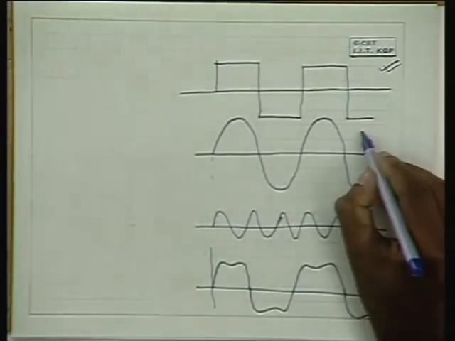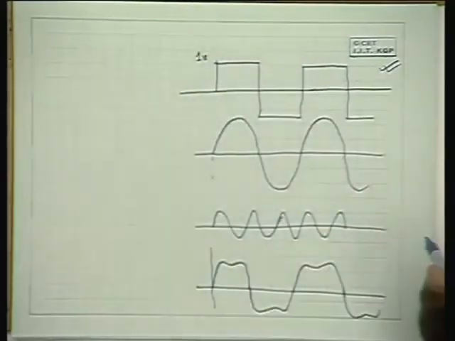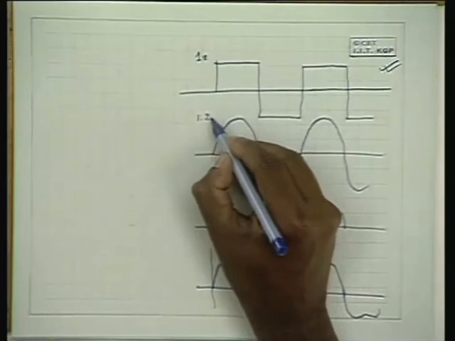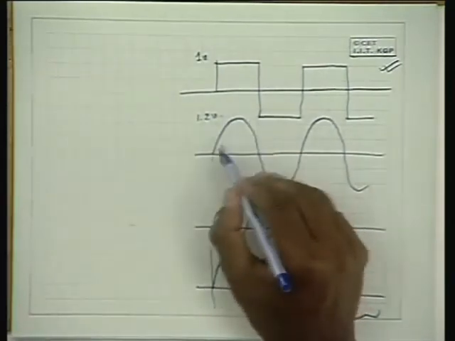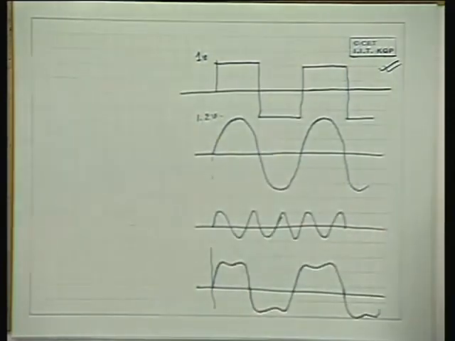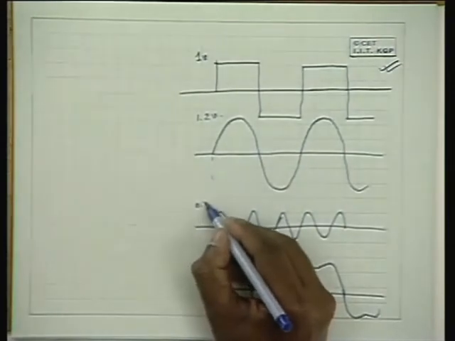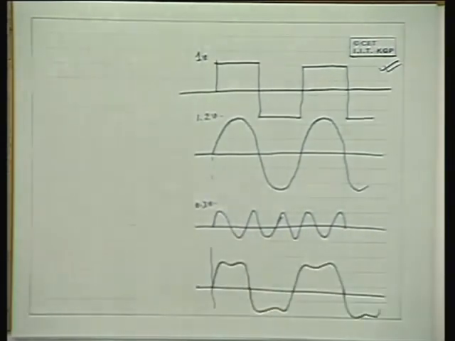Say this is a 1 volt peak signal. To make up this signal, you may need, say, a 1.2 volt peak fundamental, this is not exact, but I am giving it as an example. And you may need something like 0.3 volt peak third harmonic, and say 0.1 or 0.2 volt peak fifth harmonic, and so on. When you add up all of this, it will become this.